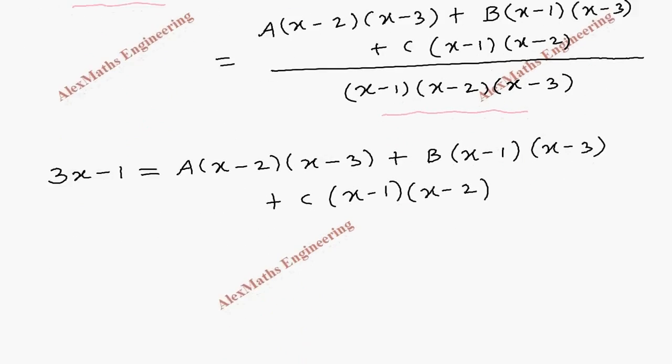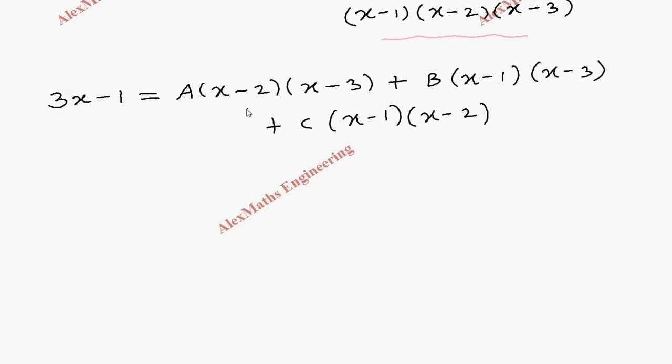Now let's take some values for x to find the constants a, b and c. Let x equal 1. When I put 1 here, it is 3 minus 1, which is 2, equal to a into 1 minus 2, which is minus 1, into 1 minus 3, which is minus 2.